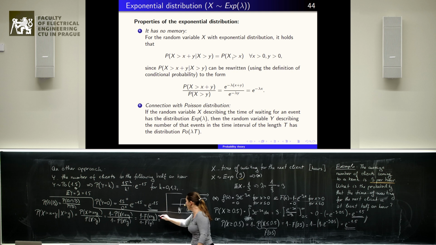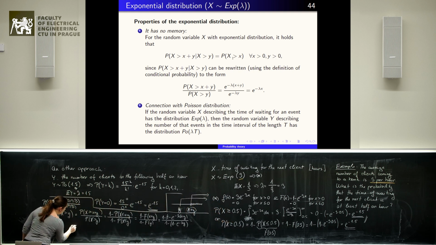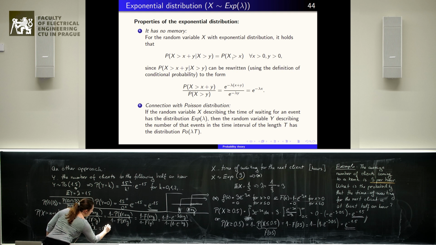The distribution function of x plus y is 1 minus e to the power of minus lambda times x plus y. The distribution function of y is 1 minus e to the power of minus lambda y, which is equal to e to the power of minus lambda x minus lambda y over e to the power of minus lambda y, which is equal to e to the power of minus lambda x.